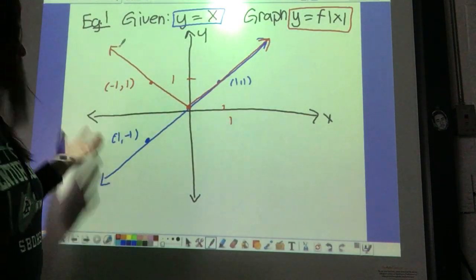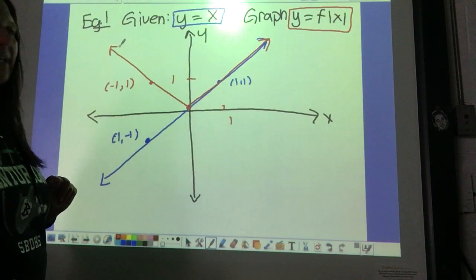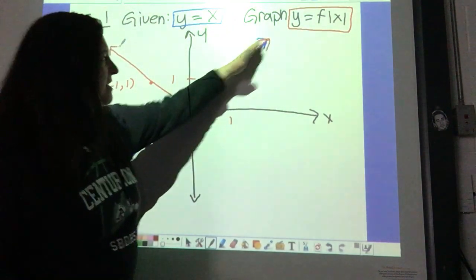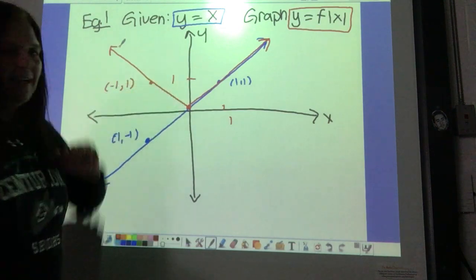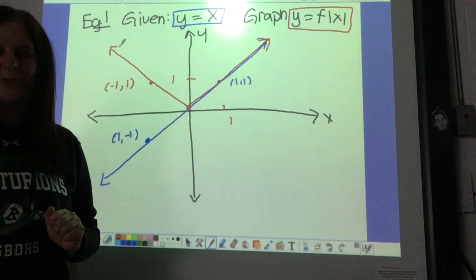And that's it. That's a 1-mark concept mark question in grade 11 and 12. So anything that's positive stays positive, anything negative is reflected up. Isn't this much, much better than the reciprocal graphs we just did?